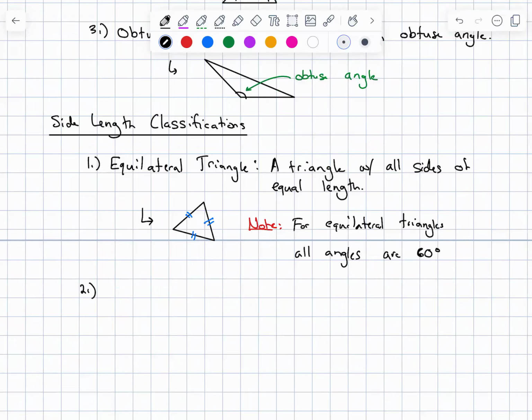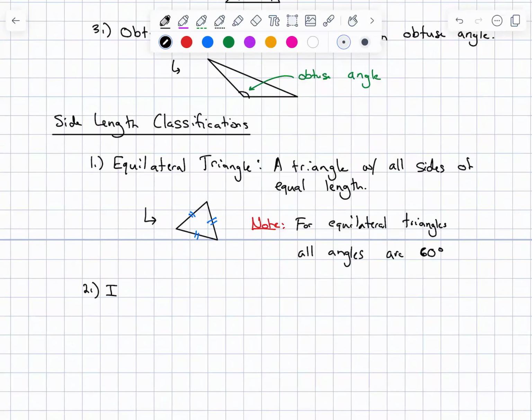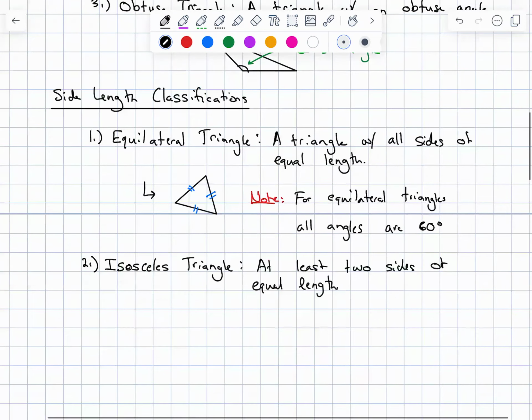Then we have the isosceles triangle, because I can never remember how to spell it offhand. I have to say isosceles. And that's at least two sides of equal length. I should have said a triangle with at least two sides of equal length, but I'm not going to change it now. There are many different ones we could draw, but we're going to draw it like this.